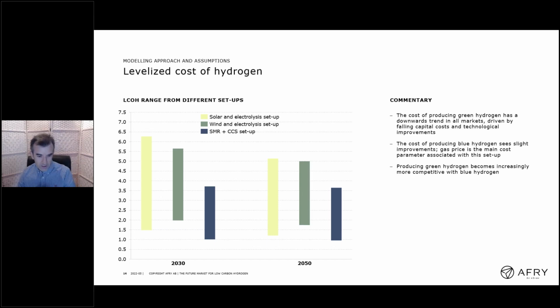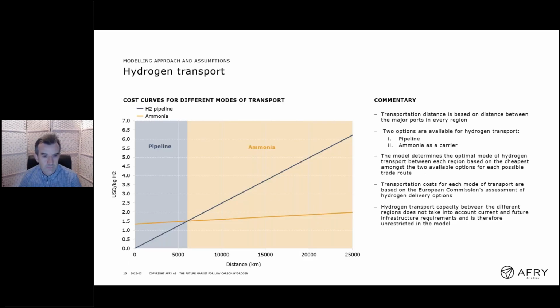Do you go on to the next slide, Adel? So we have assumptions on the cost of moving hydrogen between regions, and again we want to use as transparent a source as possible and be transparent in our assumptions. So we have used this chart, which is actually from the European Commission, that shows the cost of moving hydrogen in different modes, by pipeline and for longer distances, to the conversion and reconversion from ammonia.